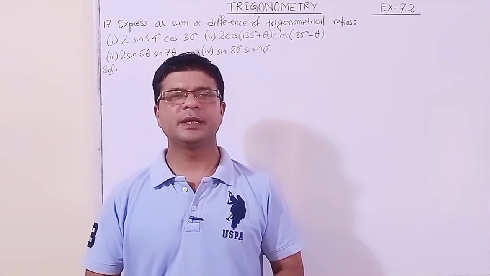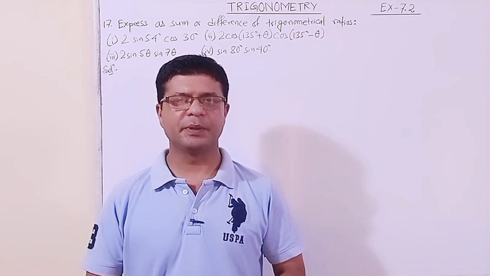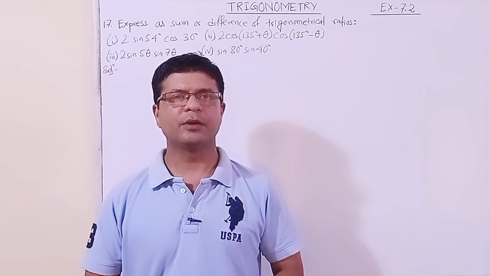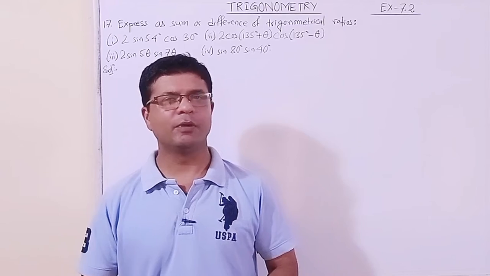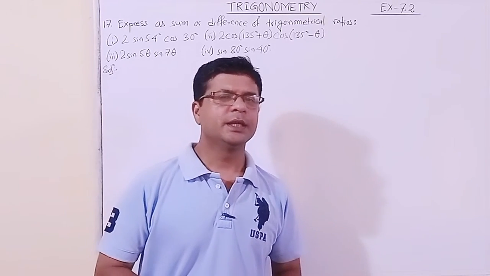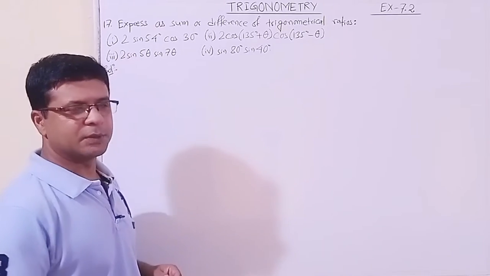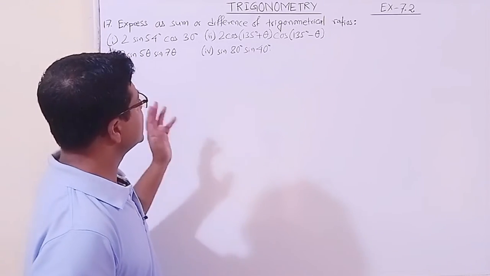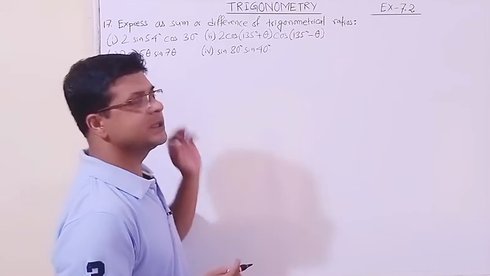We are in the chapter Trigonometry and Exercise 7.2. This is the last part of Exercise 7.2. We will wind up this exercise, that is Exercise 7.2, in this video. Here we will start from question number 17. Before starting this solution, let us see what is the concept here.